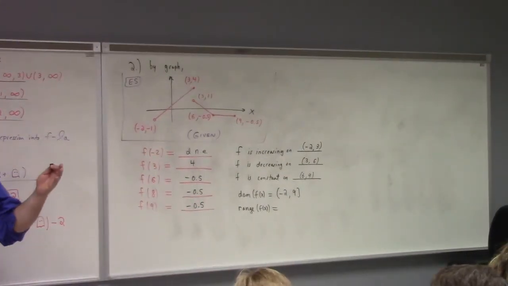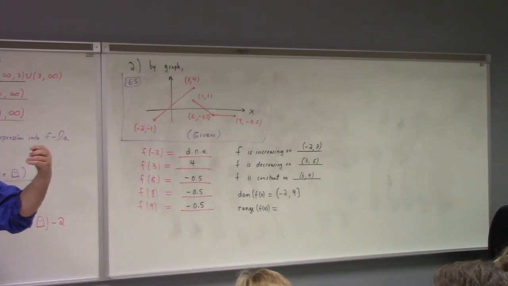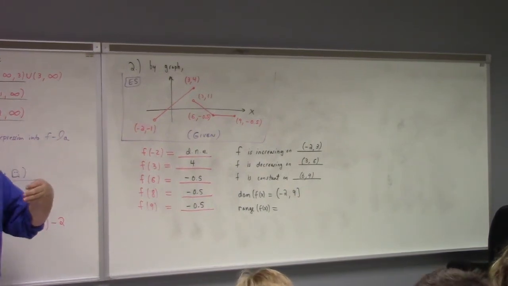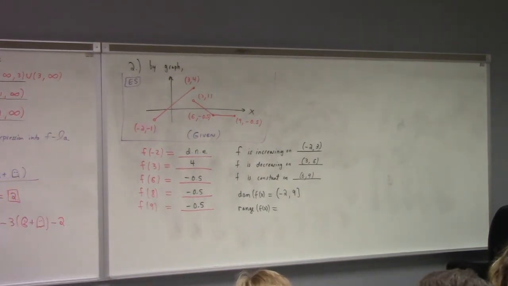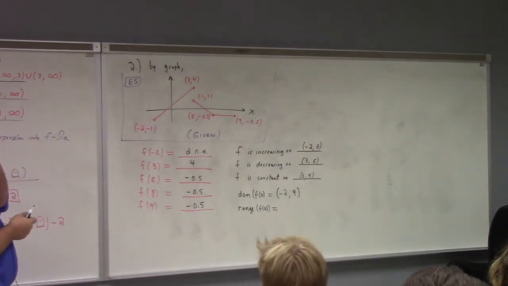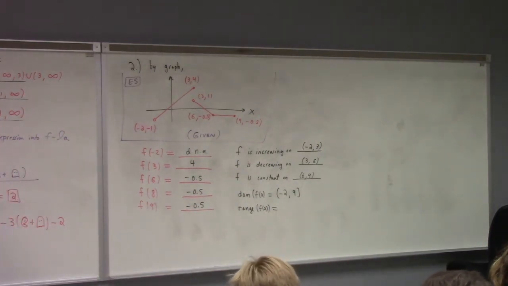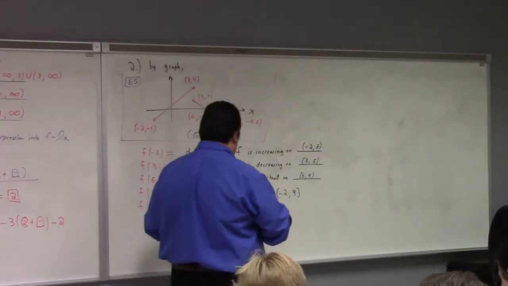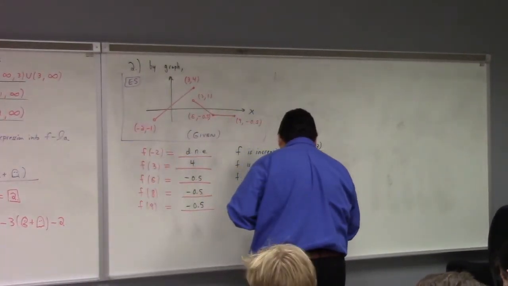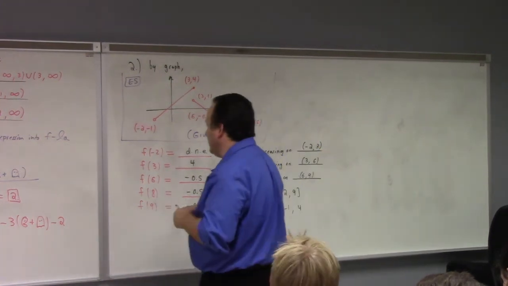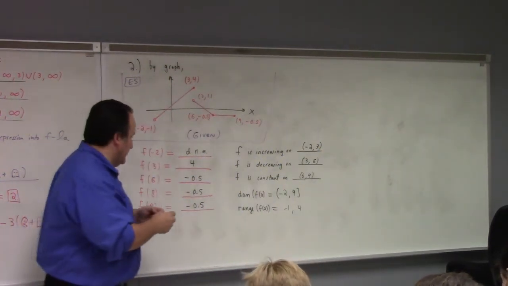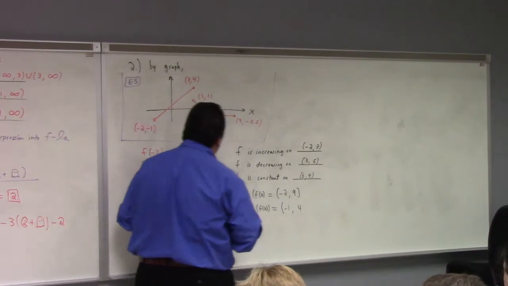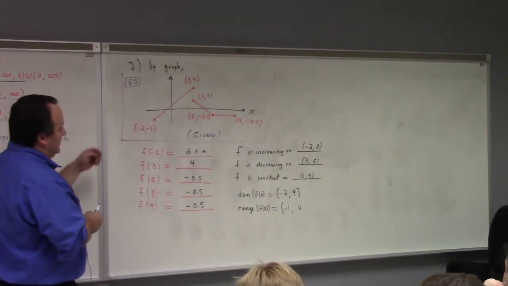Now if there was a jump, right? If you skipped some values in x, you'd have to take a union of two things. All right, that could happen. How about the range? What's the range here? -1 to 4. Now do you include or exclude -1? Exclude, very good. And 4, we include, right?